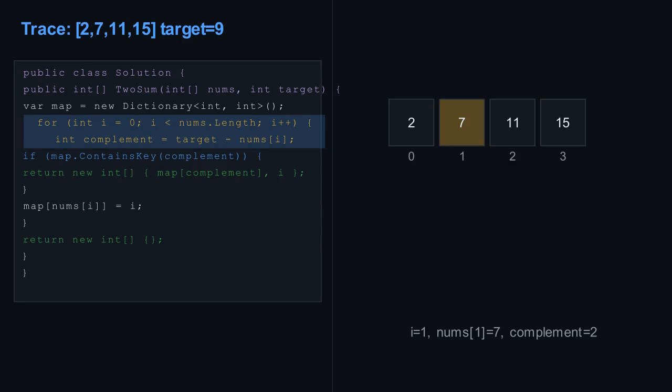Step 2. i equals 1, nums[1] is 7. Complement is 9 minus 7 equals 2. We check the map, 2 is there. It maps to index 0, so we return indices 0 and 1. Done in just 2 iterations.